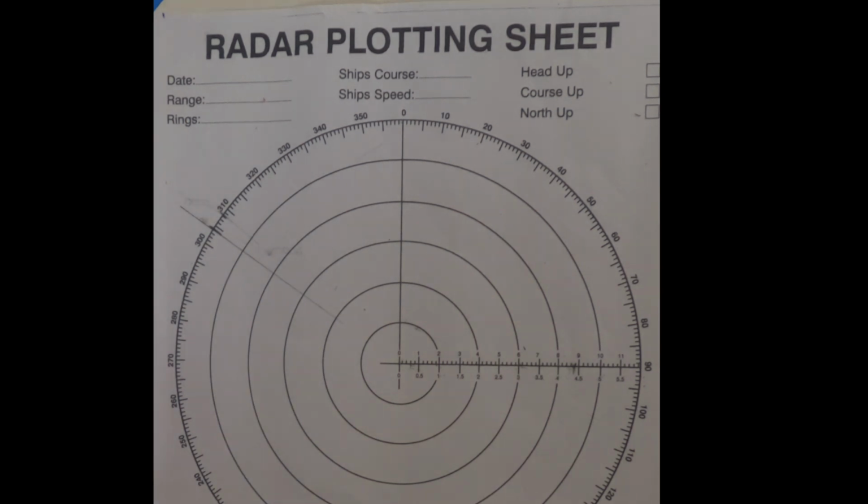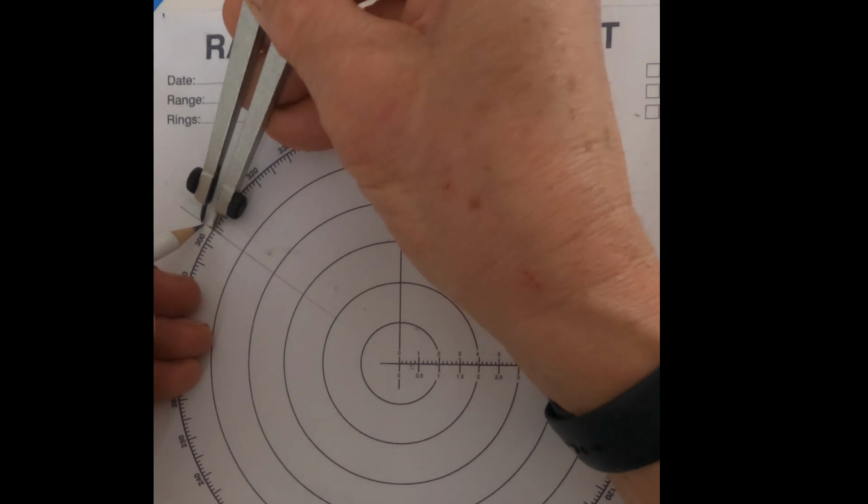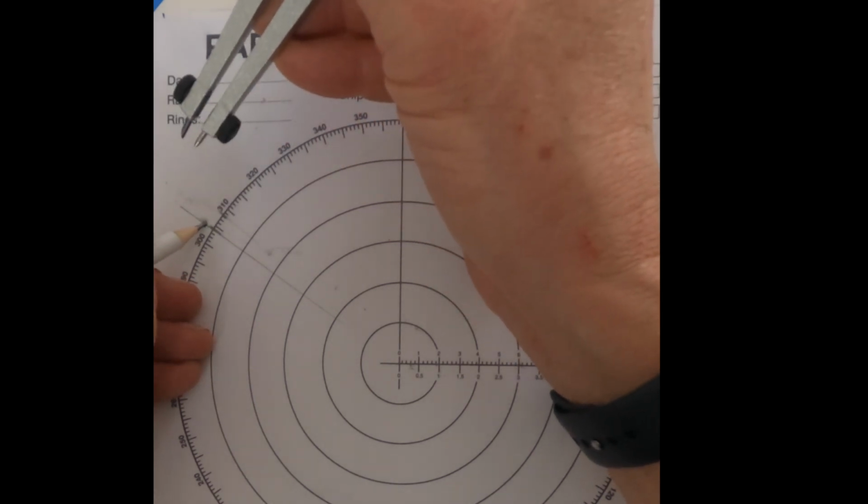So 304, 6.03. The scale here goes 1, 2, 3, 4, 5, 6. The 6 is just off the end. So if I find 03 here, we can just extend it off the end to where the position is. So 6.03 will be there.